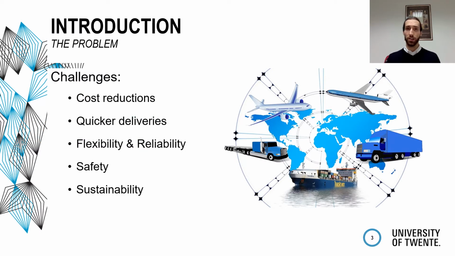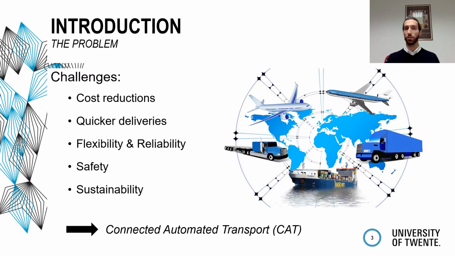So let's start with the challenges that the logistics sector usually faces. Usually cost reductions, quicker deliveries, think about same-day delivery by Amazon. And then also problems with flexibility and reliability of supply chains and these very quick deliveries. Then there are problems with safety, car accidents, for example, or accidents on highways, and sustainability issues. Think about the European goal of reaching zero emission logistics by 2050. So logistics companies and authorities, port authorities, for example, are looking at new concepts to tackle these challenges. For example, they're looking at connected and automated transport.